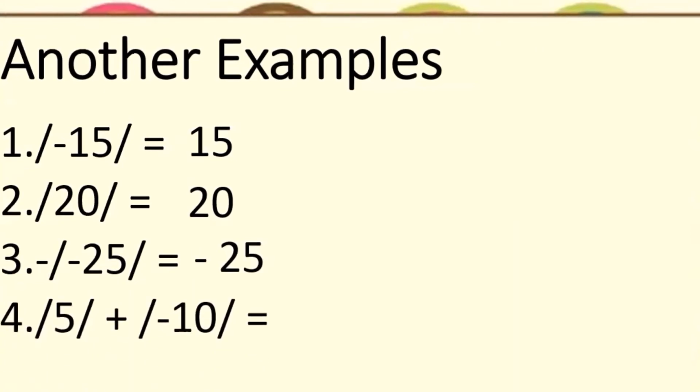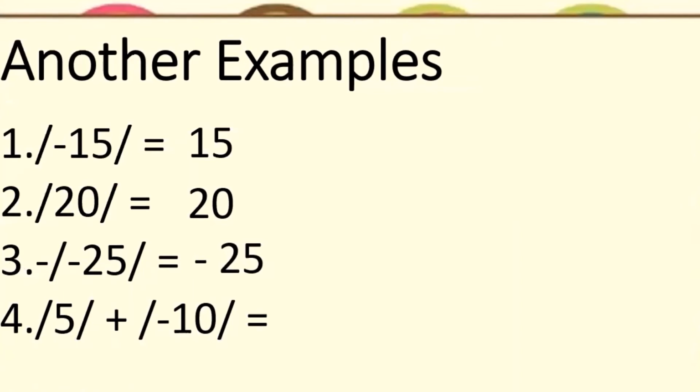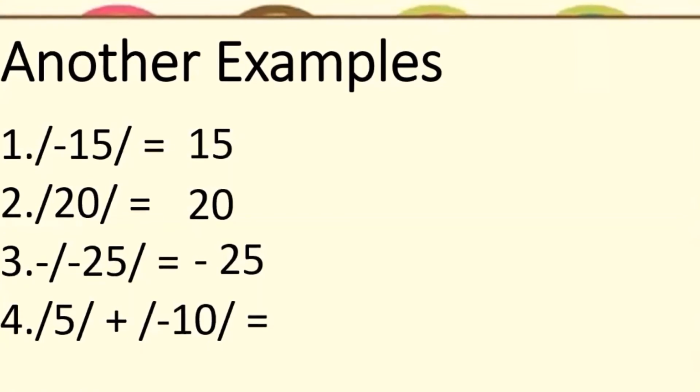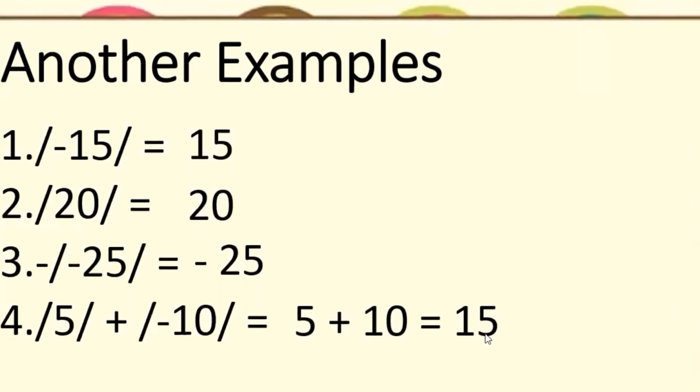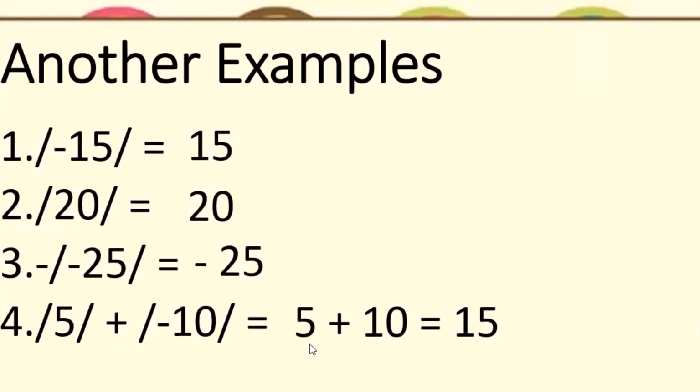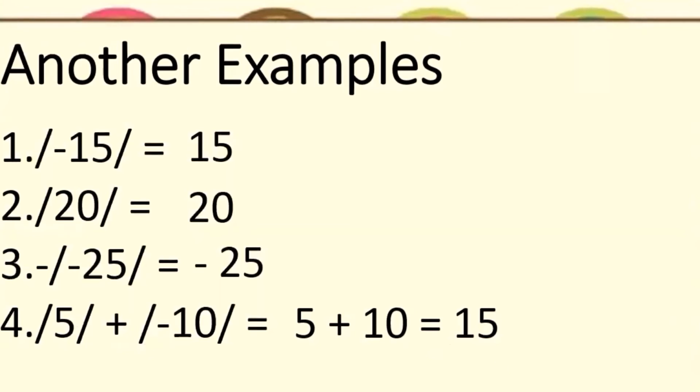So, absolute value of 5 plus absolute value of negative 10. So, the absolute value of 5 is 5. And absolute value of negative 10, disregard, nasa loob kasi si negative, so 10. So, it means 5 plus 10 is equal to 15. So, this is absolute value of 5 plus absolute value of negative 10 will become 5 plus 10 equals 15. So, I hope clear po at maliwanag po sa lahat ng viewers.